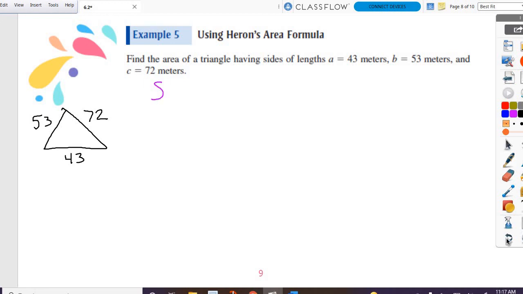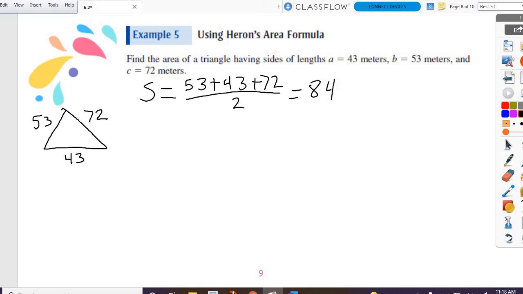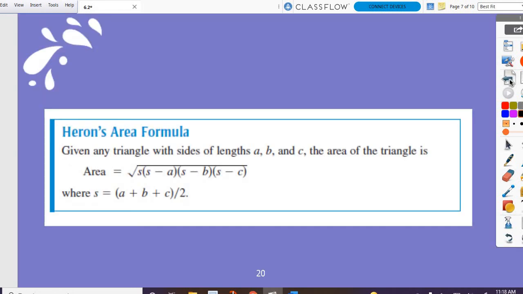So S is going to be 53 plus 43 plus 72 divided by 2, which is what? 84. Okay, so then we can plug into our area formula that we had on the previous page.